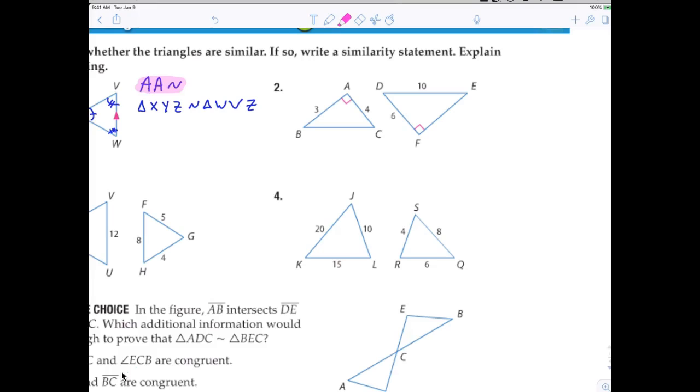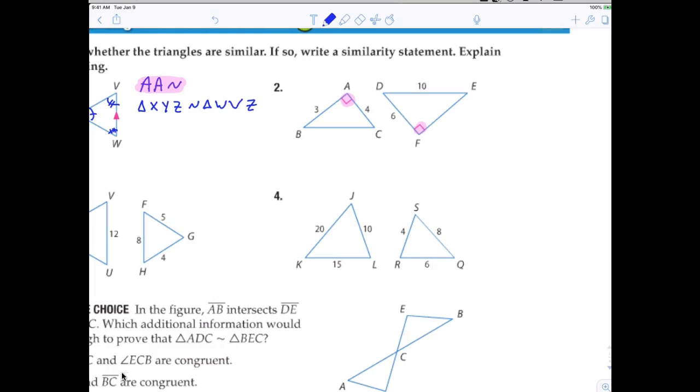Now in question number 2, we have the fact that there's these angles, correct? Do we know anything about the other angles? No, so we can't use angle-angle similarity. So in this case, however, if we do the Pythagorean theorem, we can figure out what BC is. And that would be 5.